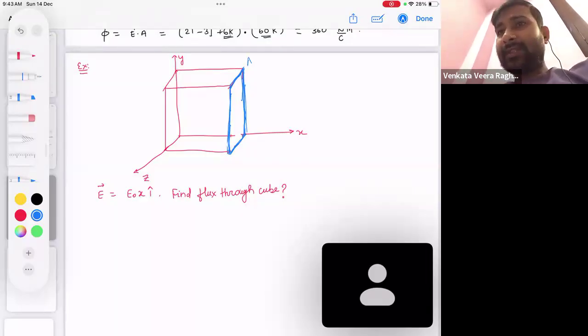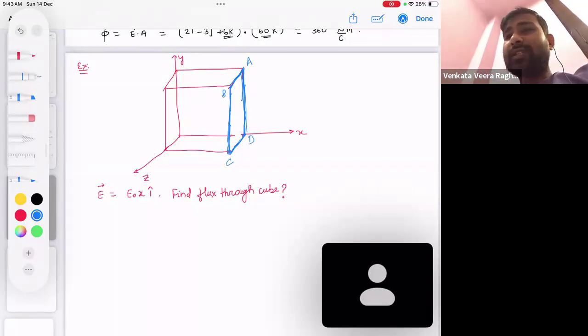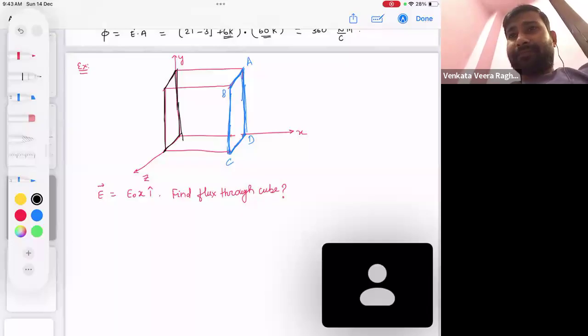So can I represent those? A, B, C, D. Is it the ABCD area through which I have to calculate the flux? And which other face? Do I have to calculate the flux through another face? The flux through this other face also we have to calculate. Let's call it E, F, G, H.